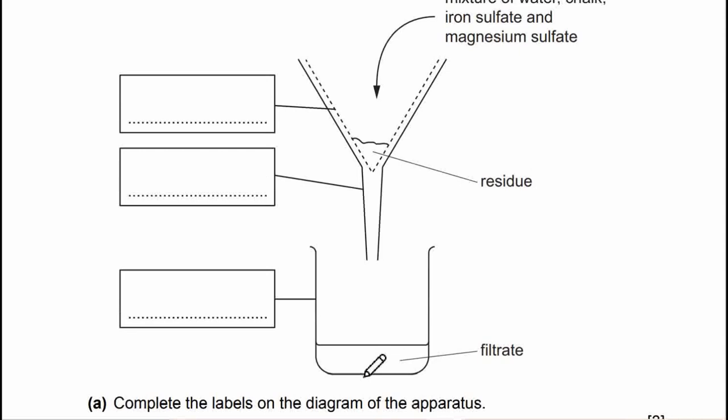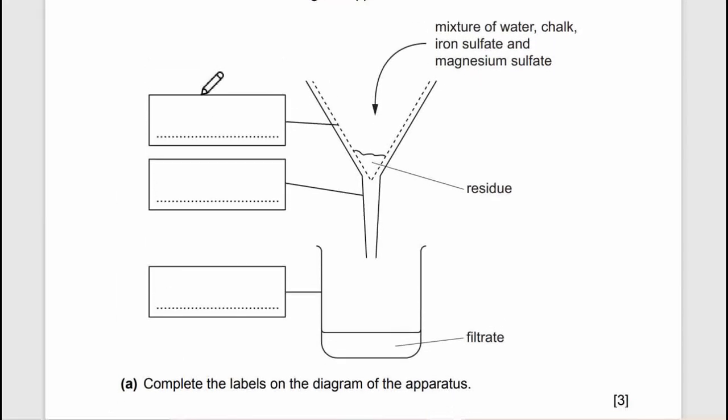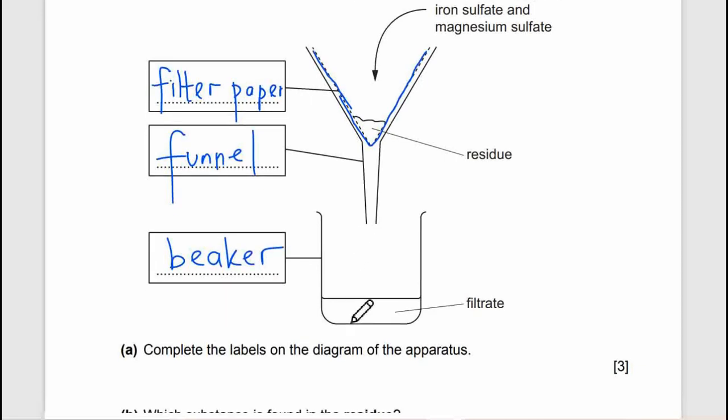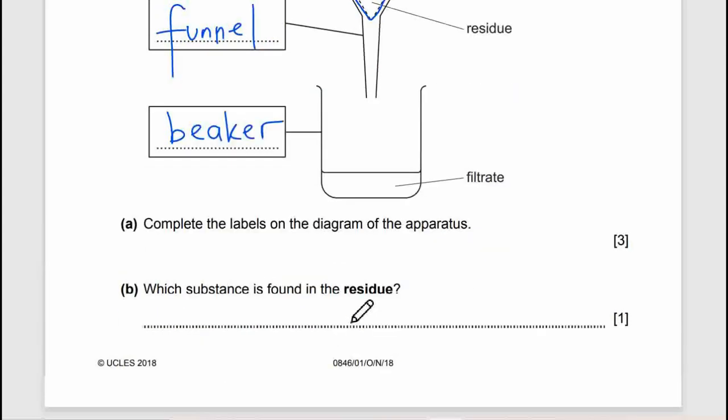Complete the labels on the diagram of the apparatus. We can see this one is of course a filter paper. So this is filter paper, the first one. And the second one is the funnel. This is the funnel itself. The third one will be the beaker. This is the beaker, to contain the filtrate. This is a container for the filtrate. Now A is done.